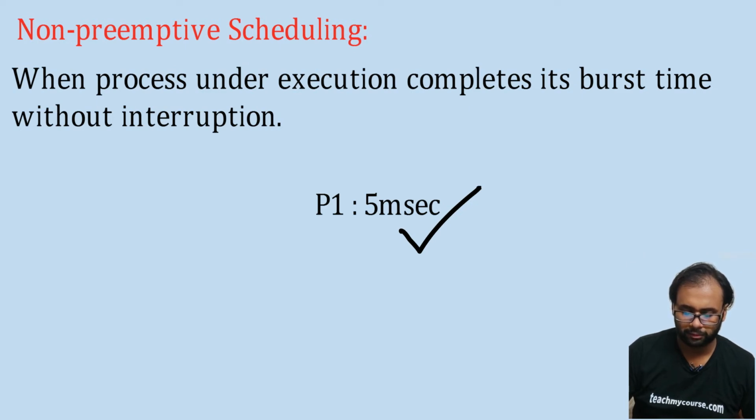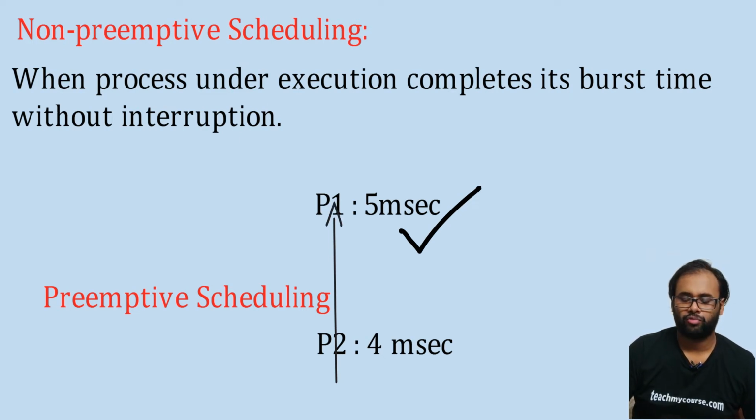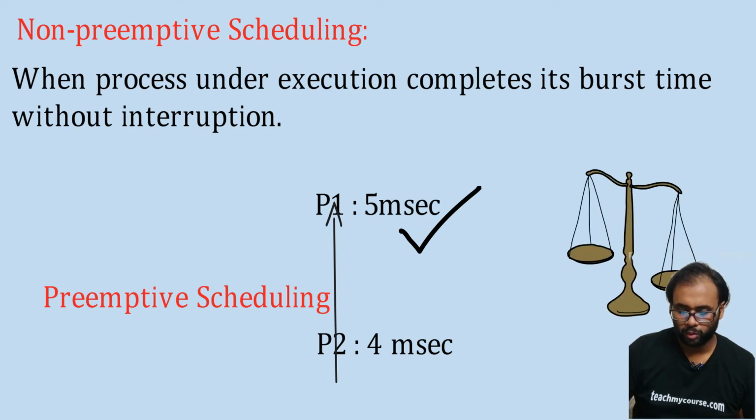Next we have the preemptive scheduling. So what happens in preemptive scheduling? Suppose there is a process P2 which has a burst time of 4 milliseconds, and there is our process P1 which has a burst time of 5 milliseconds. P1 is, suppose, getting executed right now and P2 comes. So P2 can actually preempt or interrupt that process and start its own execution. That is known as preemptive scheduling.